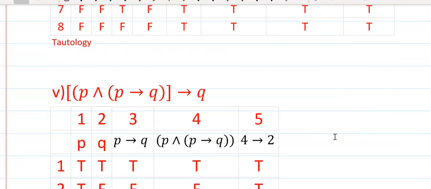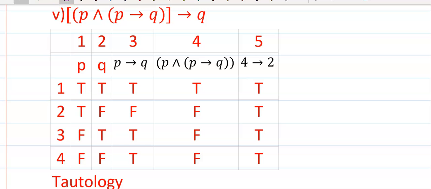Now the next is the fifth one. What is the fifth? That is P and, in first square bracket, P and P implies Q, P implies Q. Now see this. First is P, TTFF. Q is TFTF. P implies Q. That is T, F, T and T. Now next is and between first and third. That is T. Next is F, F and F. Now fourth implies second. That is T implies T is T, T, T and T. Therefore it is a tautology.